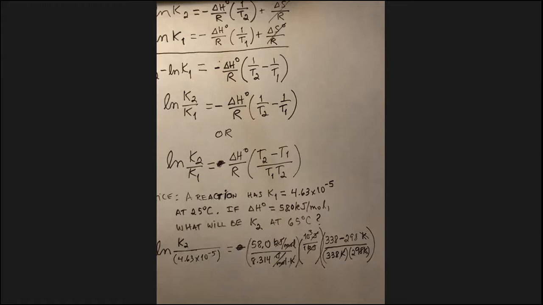All right. Well, I don't want to take up so much of your time. You've been very patient already. So log of K2 over 4.63 times 10 to the minus 5. All of this thing here comes out to be 2.77.